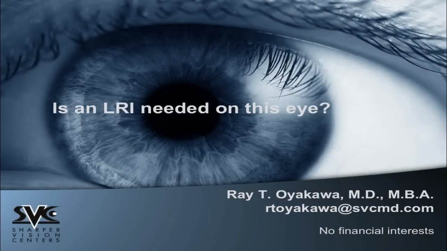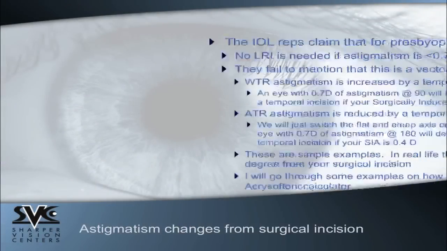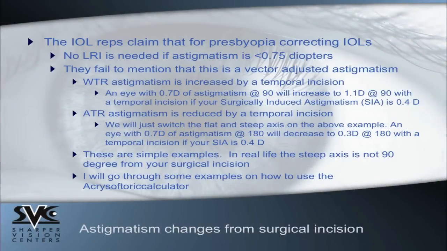Is an LRI needed for this eye? The Iowa reps claim that for presbyopic correcting IOLs no LRI is needed if astigmatism is less than 3/4 diopters. They fail to mention that this is a vector-adjusted astigmatism.